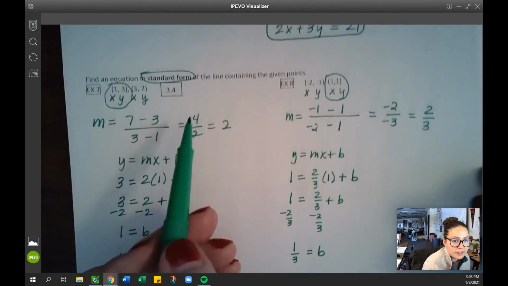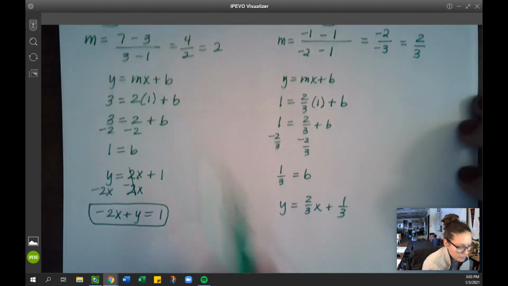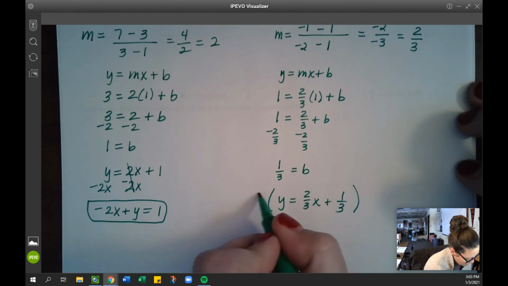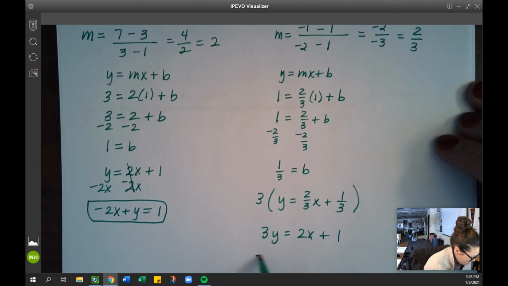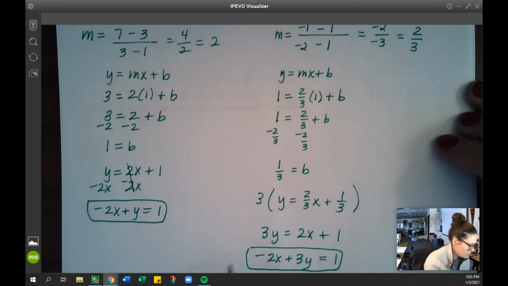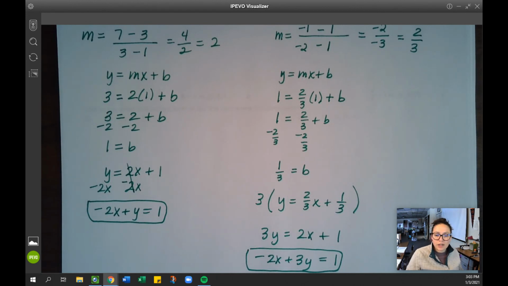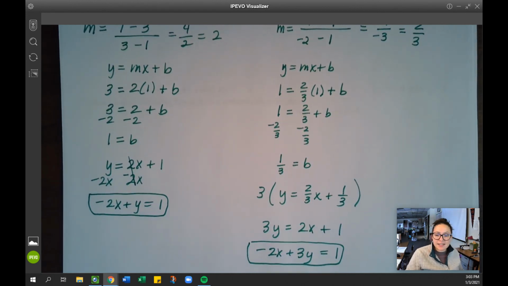However, again, we got to put it in standard form. So I got to clear out that fraction, multiply everything by 3. And then I'm going to move that 2x term over to the other side. So we have negative 2x plus 3y equals 1. All right, that is it for the lesson 5 notes.